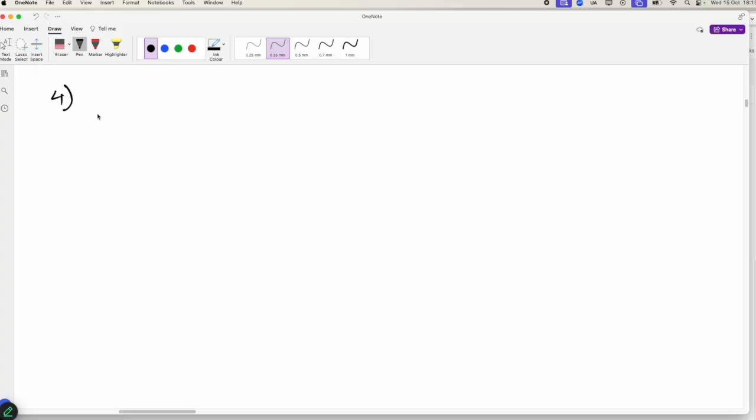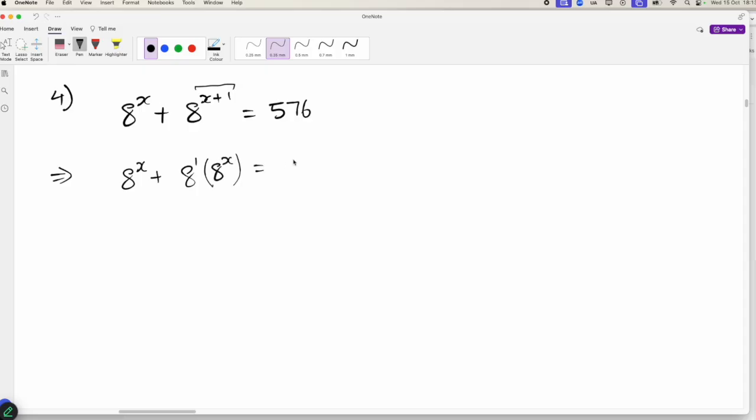Number 4. I have 8 to the power of x plus 8 to the power of x plus 1, and that is equal to 576. And of course we have to solve for x. Notice that when you have two numbers with the same base multiplied, that means you could add the indices, right? So this could be 8 to the x plus 8 to the 1 multiplied by 8 to the x. And we're going to deal with the 576 just now.